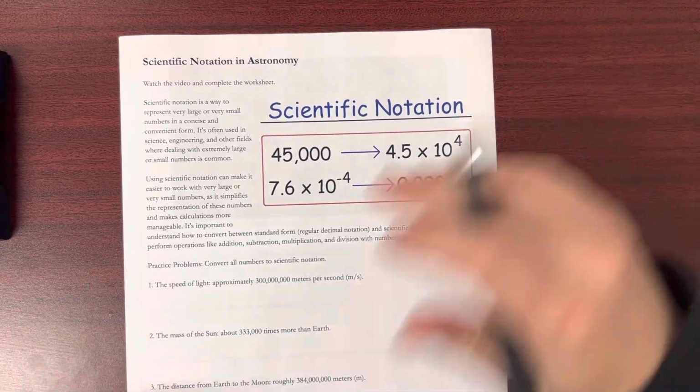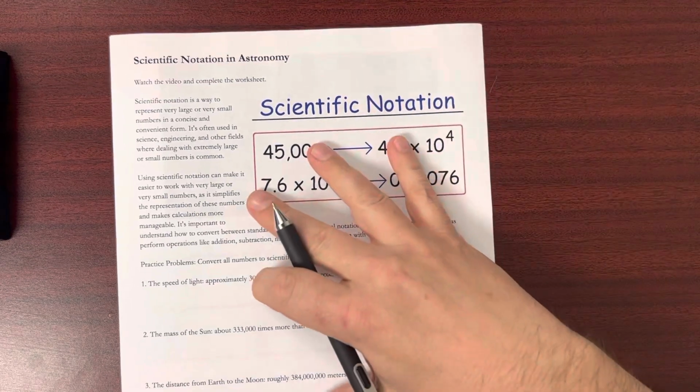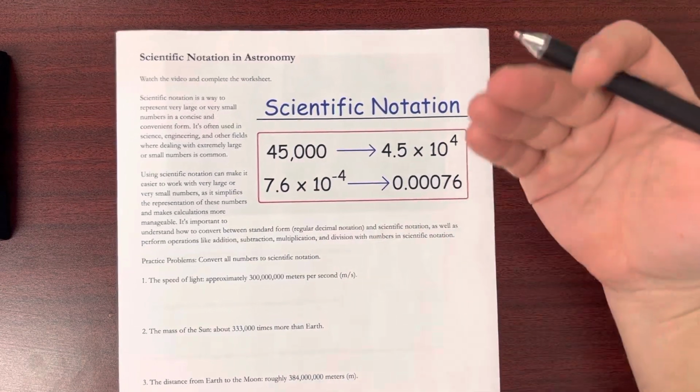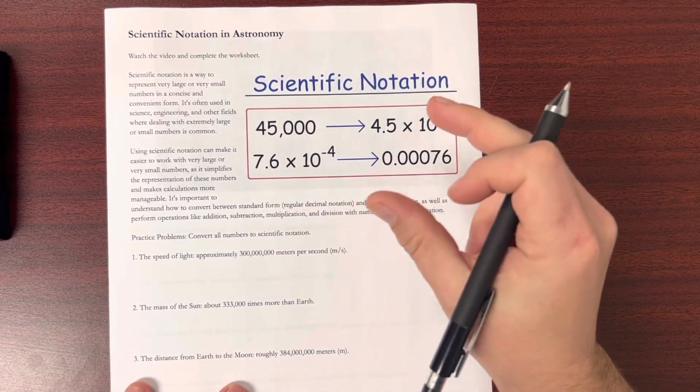Hello, just a quick video on scientific notation in astronomy. Scientific notation is simply a way of writing very large numbers in a shorter, simplified version.